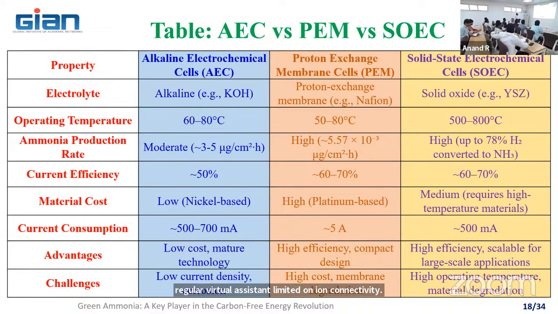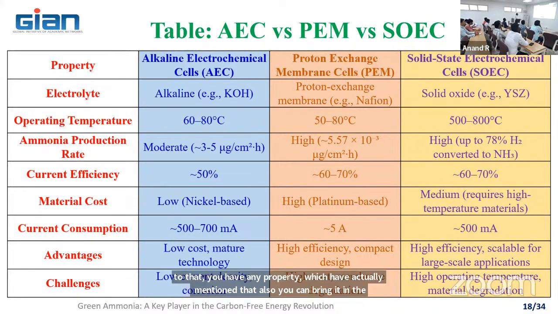So we are going to compare three electrolyzers or electrochemical methods. The first one is the alkaline, then the proton exchange membrane cell, and the solid state cell. Here we are considering the parameters, starting with the electrolyte. For alkaline, the electrolyte is KOH, NaOH, right? Similar to that, any substance which has an alkaline nature you can also bring in as an electrolyte. But alkaline is a proven electrolyte which is going to give the maximum efficiency.